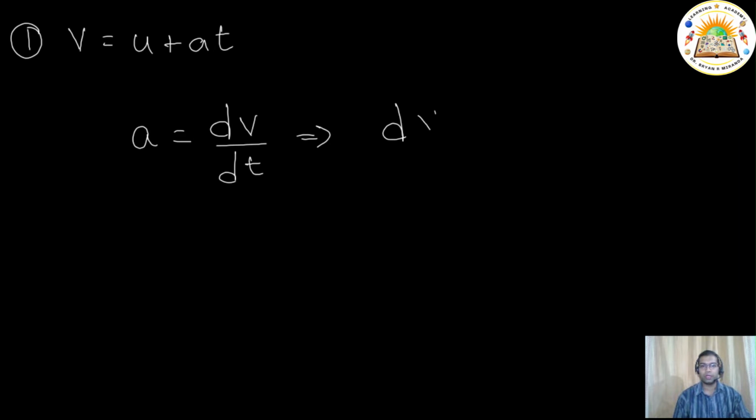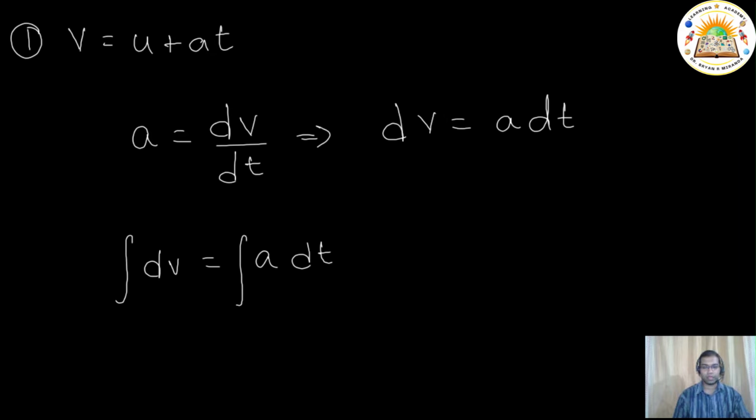So the first equation of motion is v is equal to u plus at. In order to arrive at this, we will take acceleration, which is nothing but dv by dt, the rate of change of velocity. We will do a small change, so dv is equal to a times dt. Similar to algebra, we cannot do it, but here algebraically we are making sure acceleration is time dependent. Now we will apply the formula of integration, that is integral dv is equal to integral a dt. So both the sides I have put my integration sign.